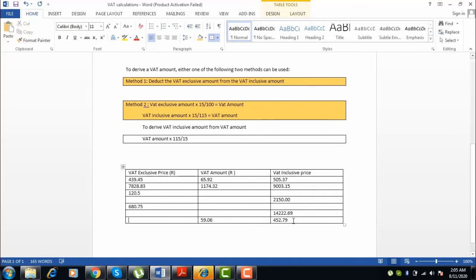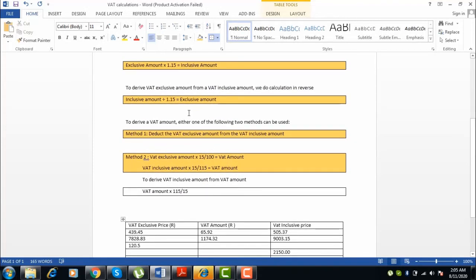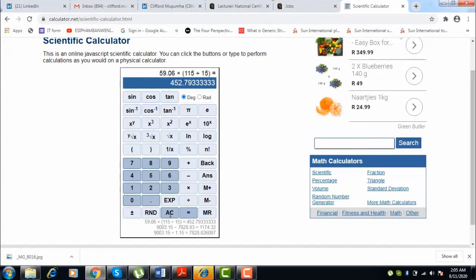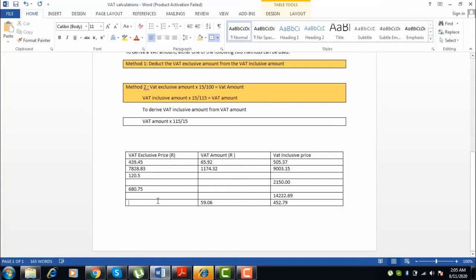Once you have the VAT inclusive amount, you want to calculate the VAT exclusive amount. We go to our row. Here we divide. We take our 452.79, and divide according to our method, divide by 1.15, which equals 393.73. Okay, so simple and straightforward, guys.